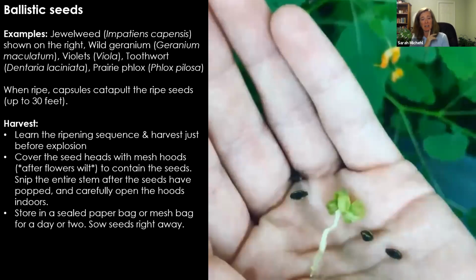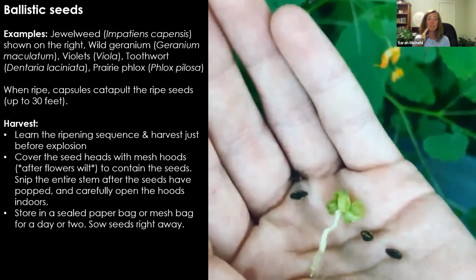That's a prairie plant. A lot of these were woodland plants, but prairie phlox will do it too. So it's really interesting. Now these ballistic seeds are not so easy to collect. I personally have never tried collecting these, but people do it. And there's a couple different ways that you could do it.